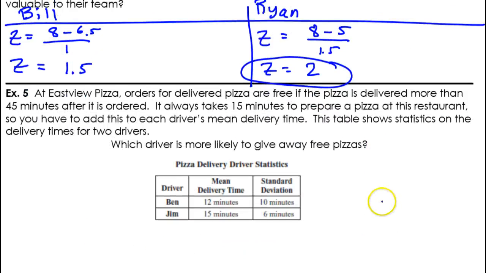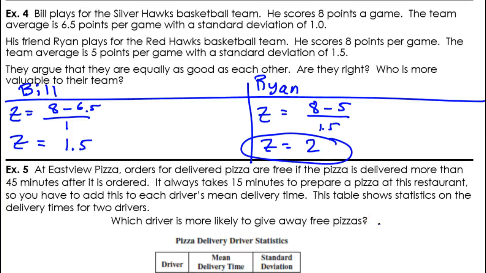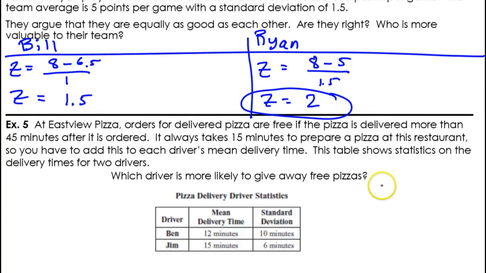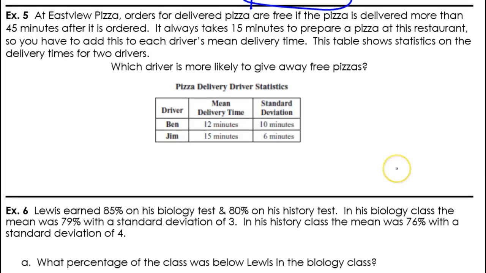All right, any questions on that before I slide down to example 5? Okay. Now, let's do the same thing. It's real similar. We will need the z-score chart for this one. We're talking about pizza. These guys are delivering pizza. How long do they have before it's free? When do the free pizzas kick in? 45 minutes after it's ordered.